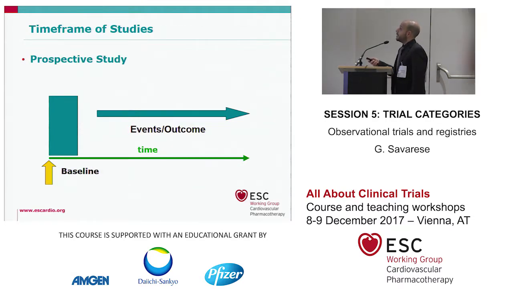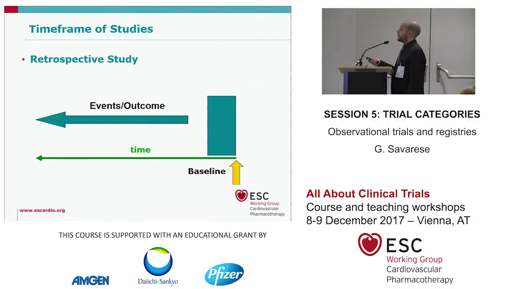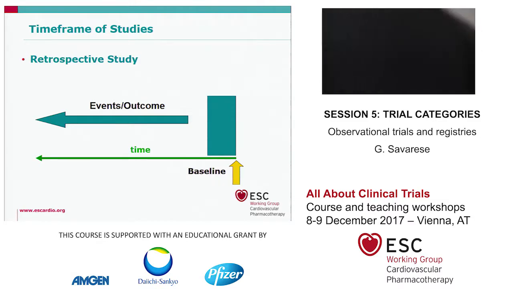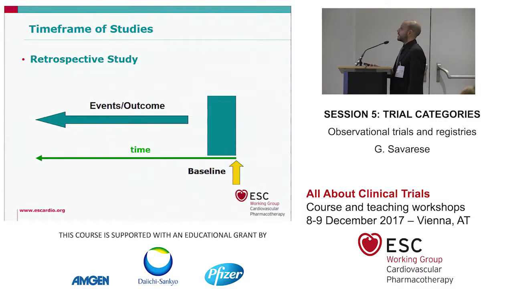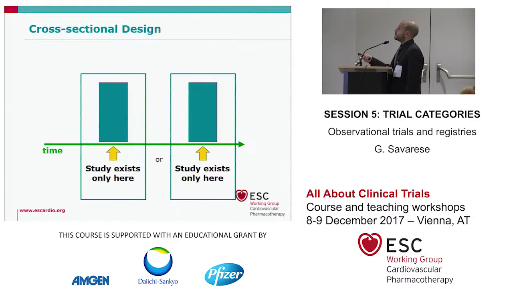So the design can be prospective, which means that if the study starts today in 2017, we will look for outcomes in the next months, in the next years. It can be retrospective, which means that if the study starts today in 2017, we will see if the outcome happened in the past. And we can have a cross-sectional design, which means that we don't consider the follow-up at all, but the study exists only in one time point. I will come back to this.